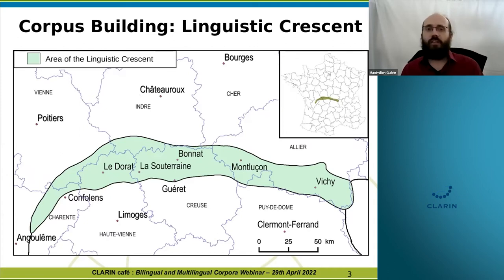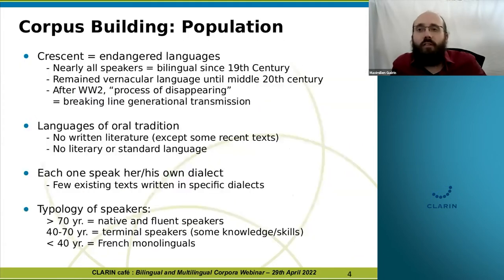The crescent is an area with a lot of variation. If you travel more than 20 kilometers, the intercomprehension between speakers may be difficult. So, very great variation. About the population of this area: in fact, the Crescent varieties are really endangered.